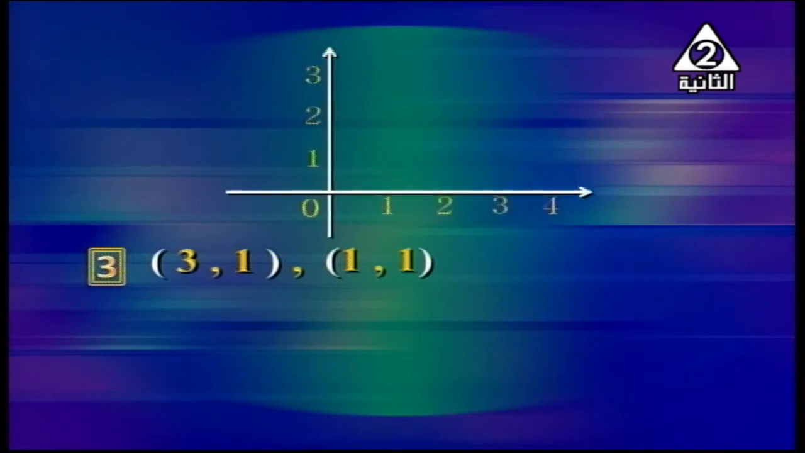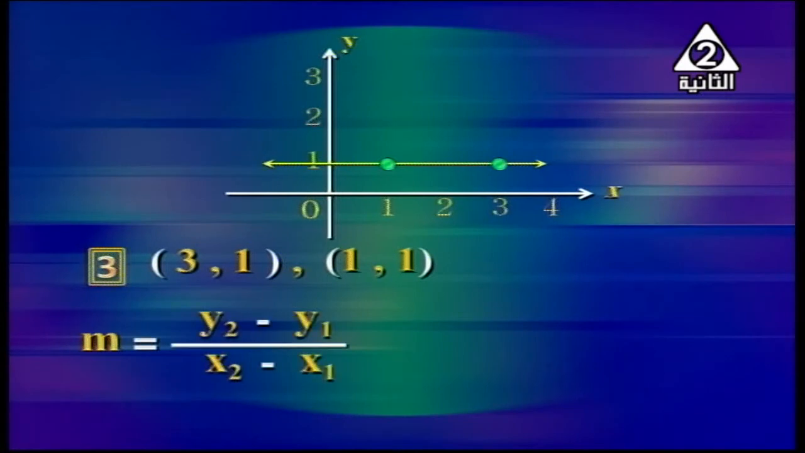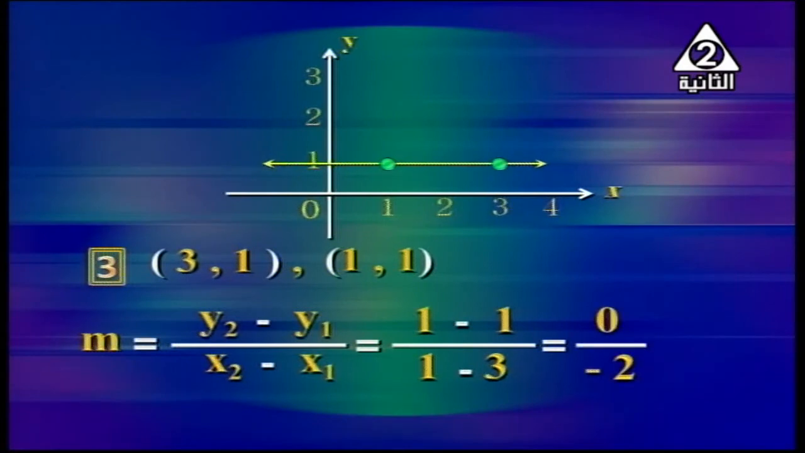Now try to find the slope of these 2 points, (3, 1) and (1, 1). Try to plot these 2 points graphically. So it is (3, 1) and (1, 1). Join these 2 points together. You are going to notice that this straight line is parallel to the x-axis. Then try to find the slope. It is y2 minus y1 over x2 minus x1, which is 1 minus 1 over 1 minus 3, to obtain a result as 0 over -2, which gives 0.